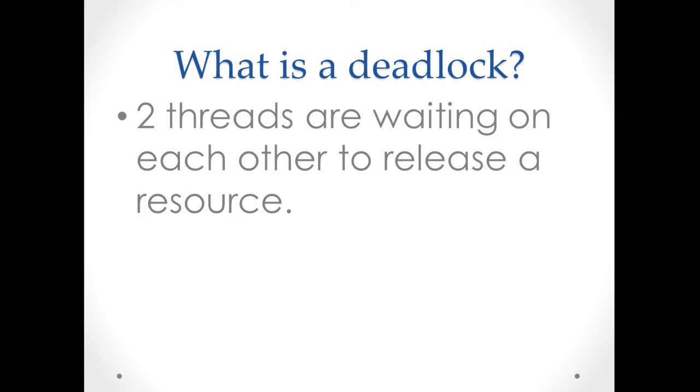So let's just say we have thread 1, and in thread 1 it acquires a lock on a resource, and thread 2 also acquires a lock on another resource. And let's just say after thread 1 acquires a lock on that resource, it tries to acquire a lock on another resource, but thread 2 already has a hold on the resource that thread 1 wants to acquire, and thread 1 already has a hold on a resource that thread 2 wants to acquire, and that would result in a deadlock.